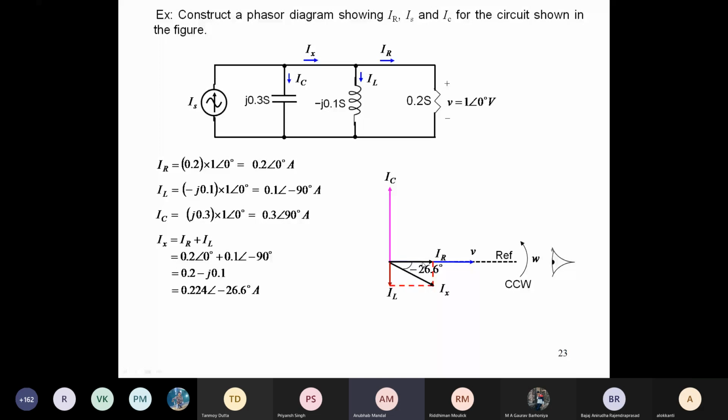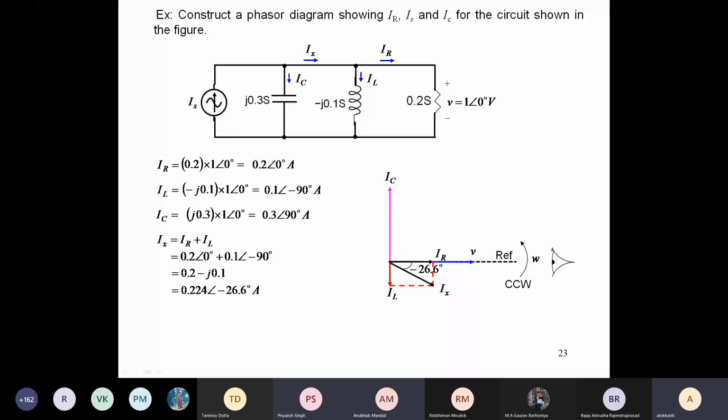I got 45.06123874. If you add IX, I added IC and IX. If you add, we can find 0.2 minus J. So you have to basically add this. You can do it by the ways you learnt in school, by completing the parallelogram. So basically, you have to add this.